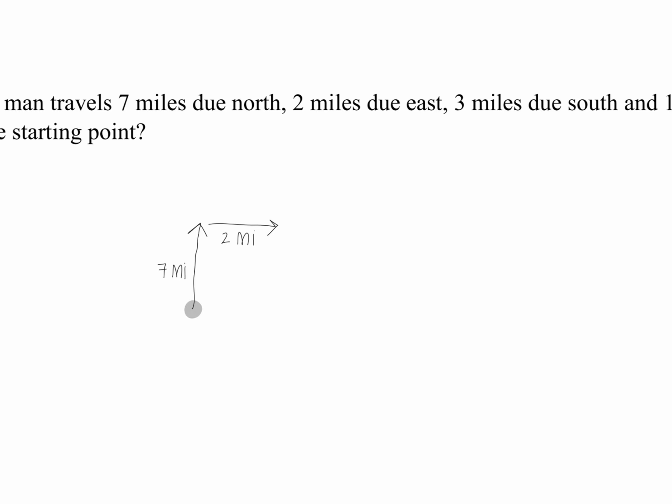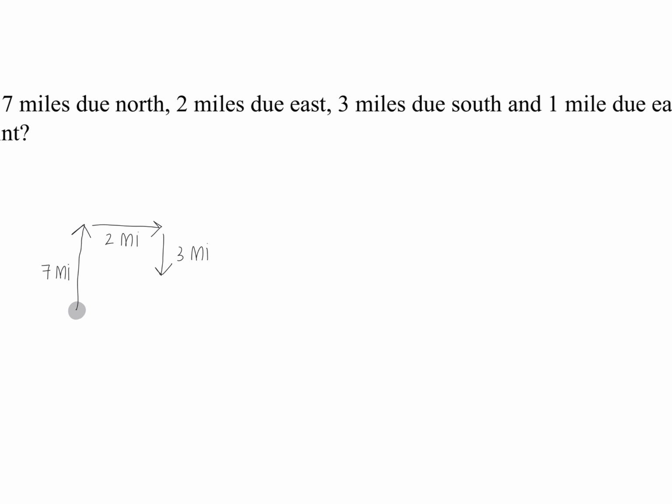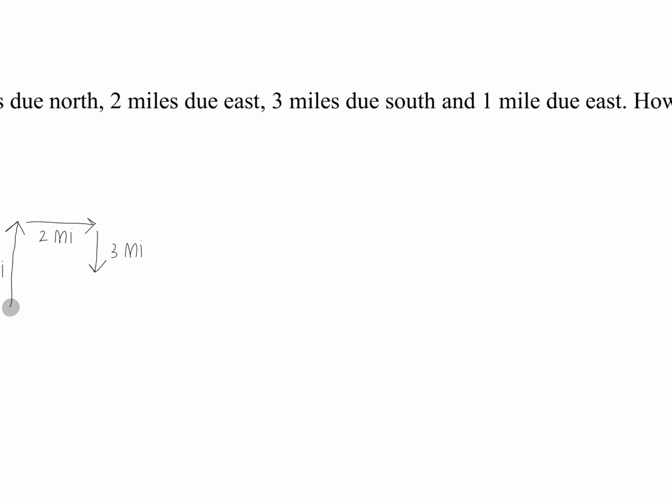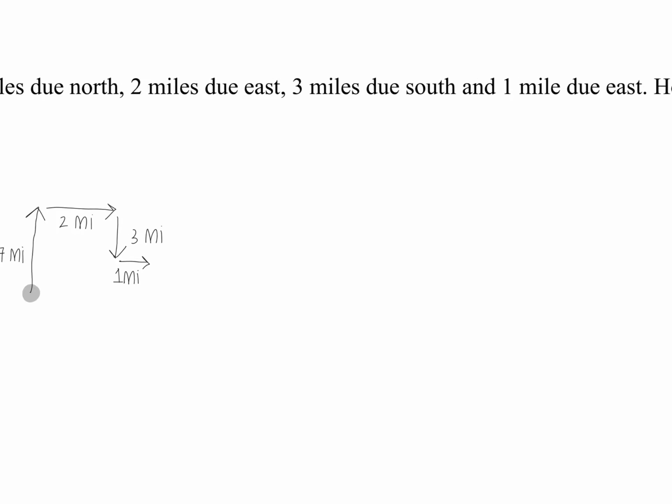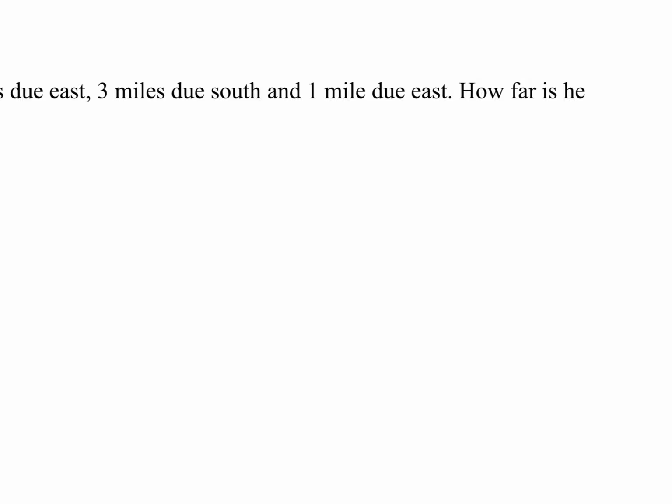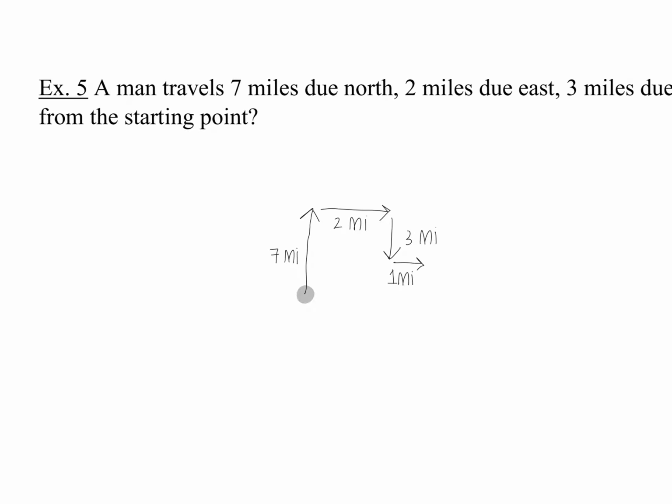Then we have that he's got 3 miles due south. This doesn't have to be perfect, just getting an idea. Obviously, the 3 miles south means we're going down, and since that is less than my 7, I want to make that length smaller. And then we have 1 mile due east. Okay, so we're going to go east 1 more mile. They're asking us how far he is from the starting point.